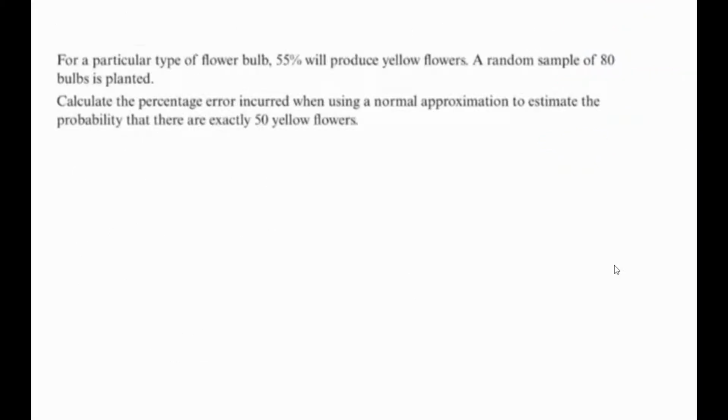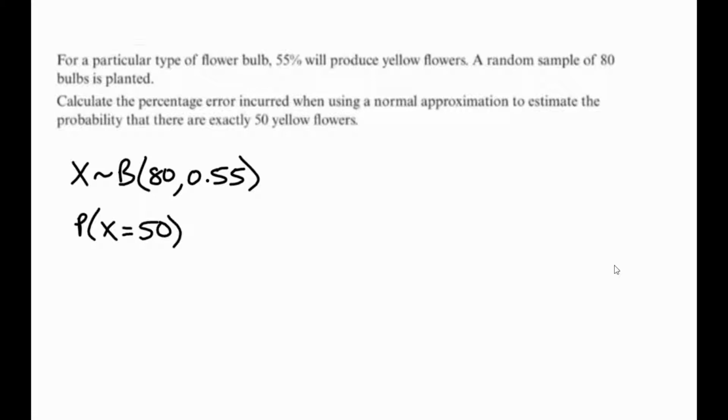Okay, so for a particular type of bulb, 55% will produce yellow flowers. A random sample of 80 bulbs are planted. Calculate the percentage error incurred when using a normal approximation to estimate the probability that there are exactly 50 yellow flowers. So just to see how good an approximation we might be able to make, let's try and answer this question using the binomial and then using the normal approximation. So X follows a binomial distribution where n equals 80 and p equals 0.55. What is the probability that we get exactly 50 of those yellow flowers sprouting?